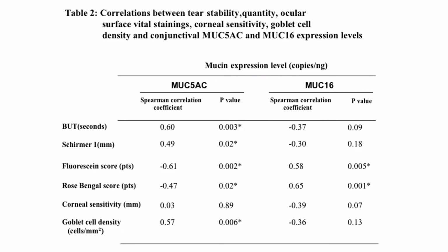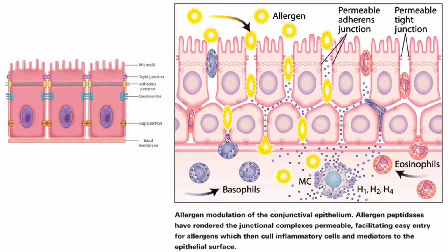These mucin changes also showed significant correlation with tear functions, vital staining scores, and goblet cell densities, reflecting correlations with ocular surface disease severity. It is our belief that allergen-related peptidases, inflammatory and chemical mediators released, and later on, mechanical friction from the papillae contribute to the ocular surface disease in ocular allergy.